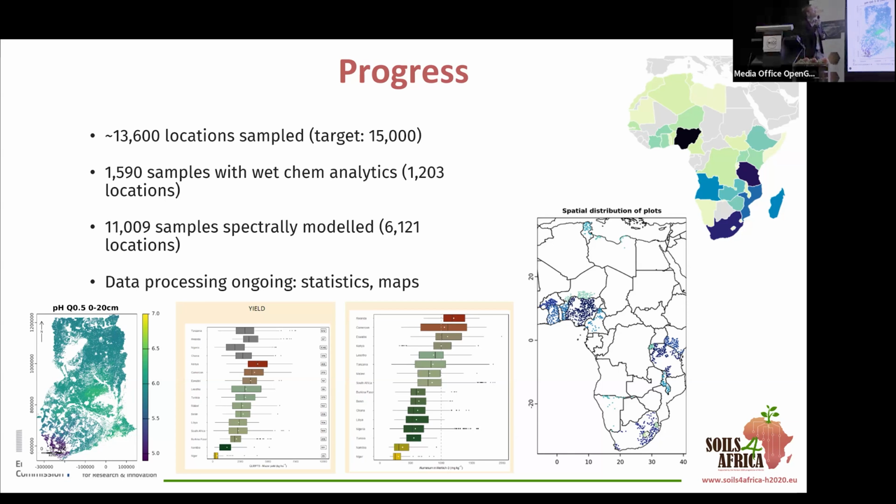We now have about 1,600 samples analyzed with wet chemistry, 11,000 samples analyzed spectrally, and 250 samples analyzed for pesticide residues. So the data is still trickling in, but we have enough data to start doing some analyses. We're looking at statistics for different geographic domains and creating some maps. That is what we're working on now. So it's a very rich data source that we are collecting, and we can do a lot of nice research with that.